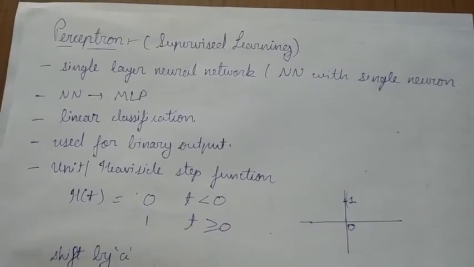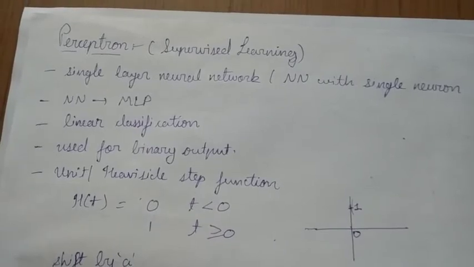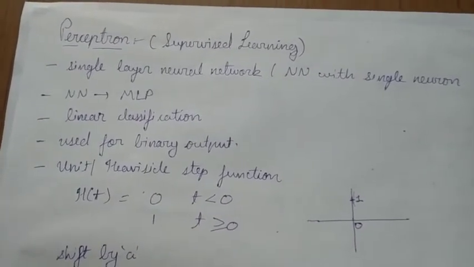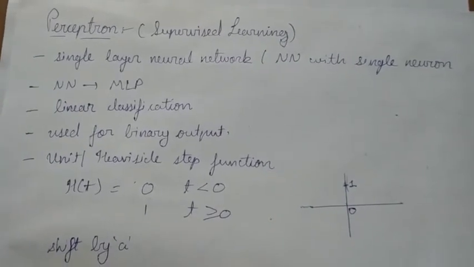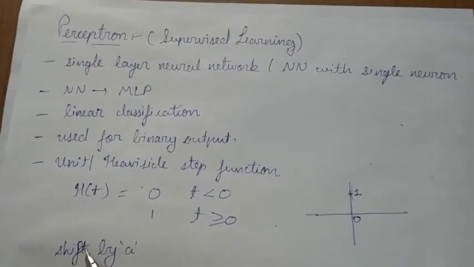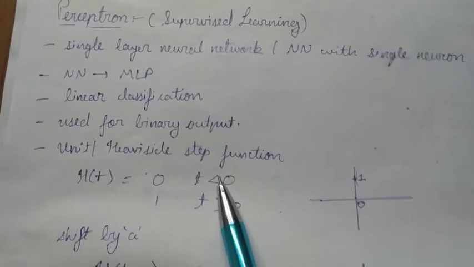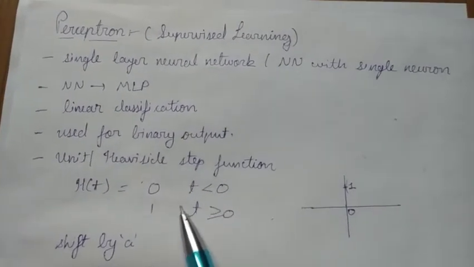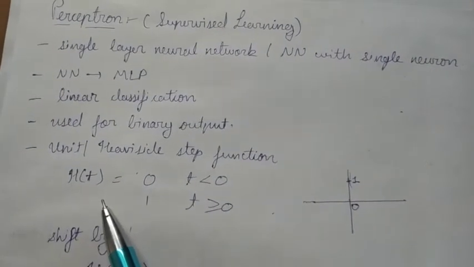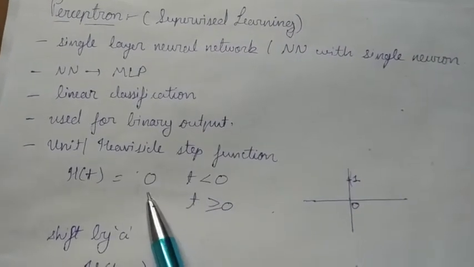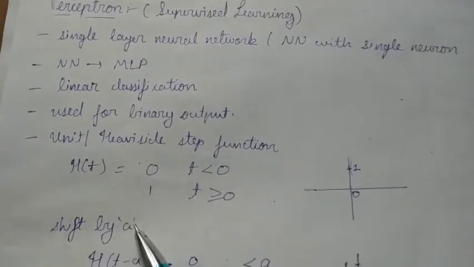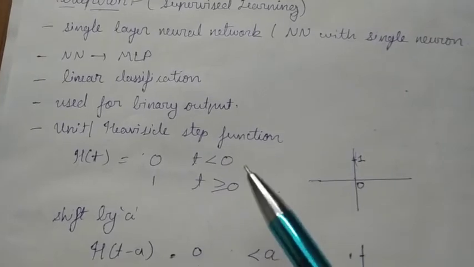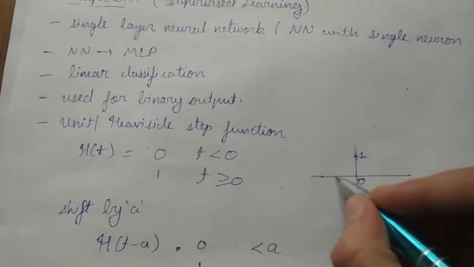General usage of the perceptron is seen either for linear classification or for generating binary outputs, and the activation function used here is the unit or Heaviside step function. It is a simple function giving binary output. It is a function of t which will give 0 if t is less than 0, and 1 if t is greater than or equal to 0. Simply, its graph would be like this.